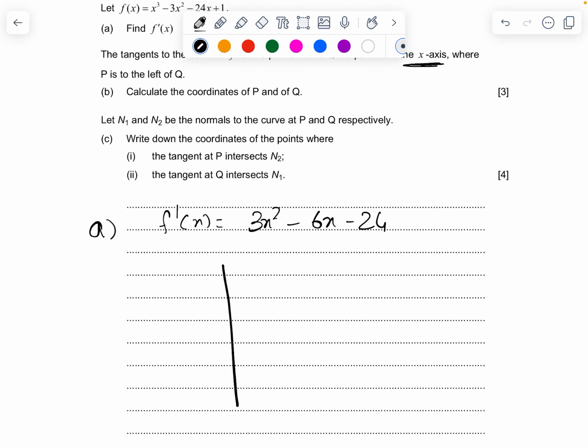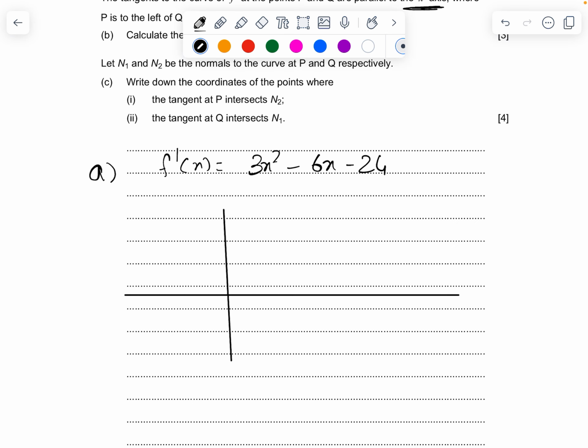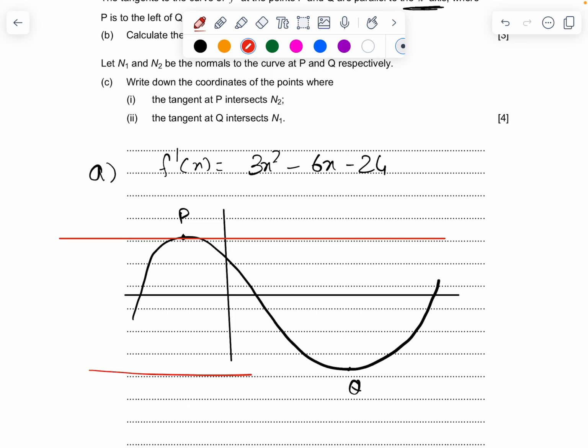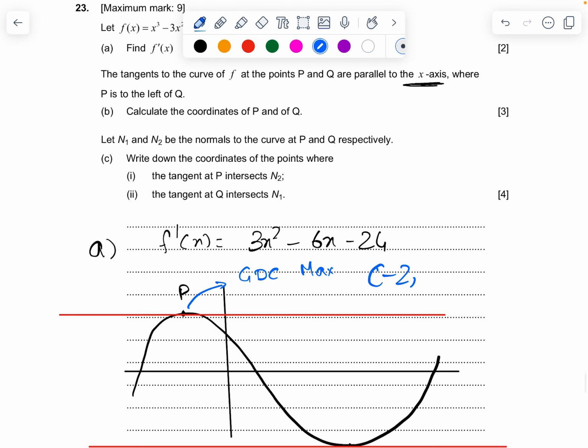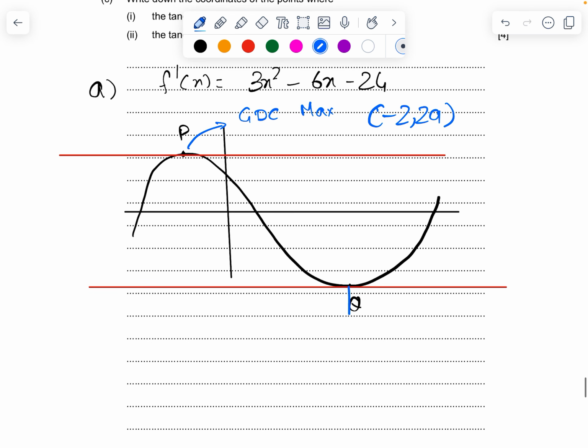So basically what is happening is, when I draw this graph by GDC, it looks like this. So this is going to be P, this is going to be Q, because the tangent at P is parallel to the x-axis and the tangent at Q is parallel to the x-axis. So use the GDC to find the maximum point, which is going to be negative 2, 29. Use the GDC to find the minimum point, which is going to be 4, negative 79.